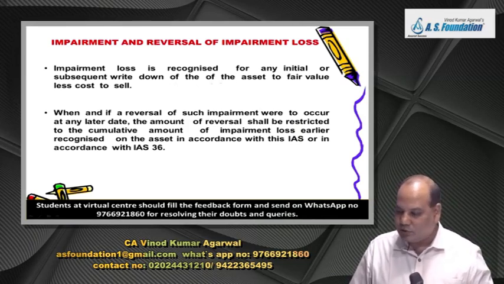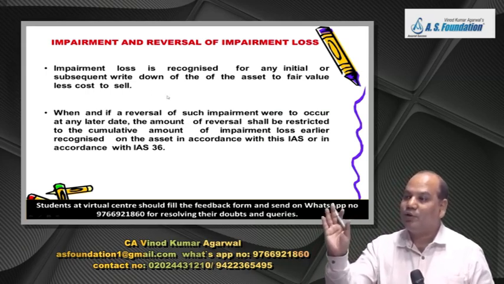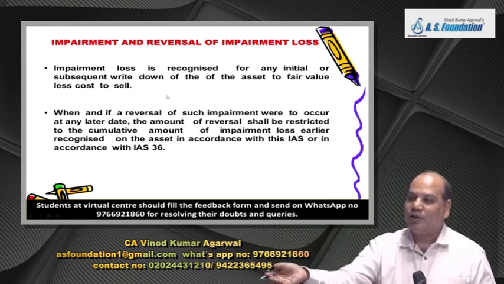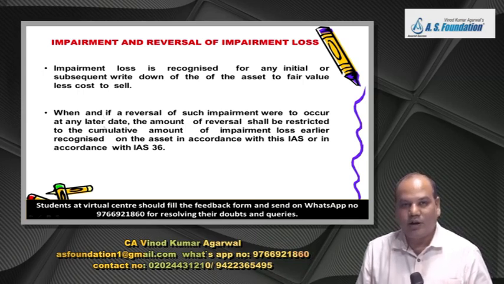Impairment loss is recognized for any initial or subsequent write down of the asset to fair value less cost to sell. One impairment loss will be up to the date of classification as held for sale. After that, if there is a fall in the value, then it is post classifying it as held for sale. When and if a reversal of such impairment were to occur at any later date, the amount of reversal shall be restricted to the cumulative amount of impairment loss.